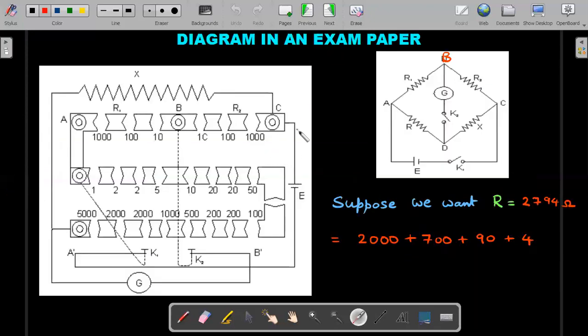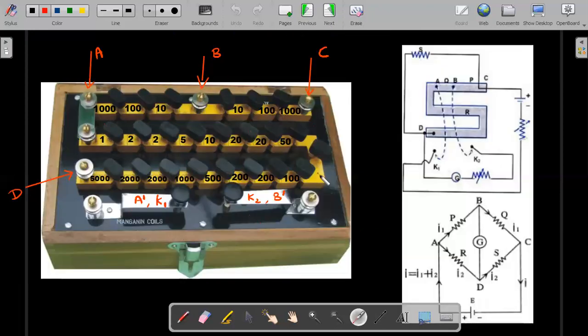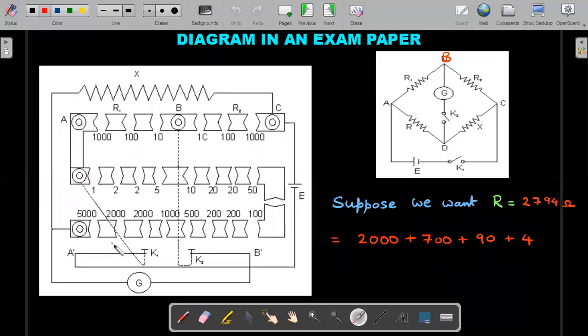In an exam paper, they will try to give the same thing in this format. Can you see the same yellow color structure? It would be very difficult for examiners to draw this in your computer-based examination, so in case they ask, they'll show it in this direction. This is what you are supposed to be familiarized with. Suppose I want this capital R, which is the resistance between these two arms, A and D, to be, let's suppose, 2794. Just like our childhood way of writing 2794 in thousands place, hundreds place, tens place, and singles place: 2000 plus 700 plus 90 plus 4.